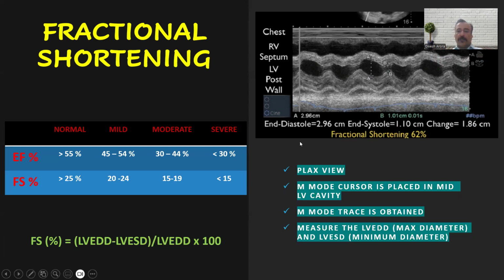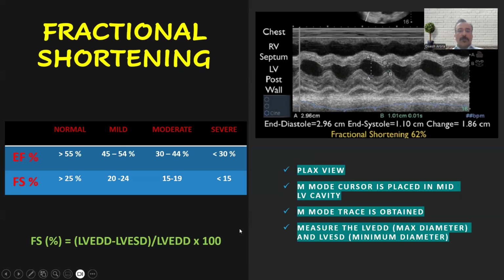In order to measure this value, we need to have a good parasternal long axis view. Now, instead of the M mode cursor being placed at the tip of AML for measuring EPSS, we place the M mode cursor in the mid LV cavity. We press the M mode trace. Once a satisfactory trace is obtained, we press the freeze button.